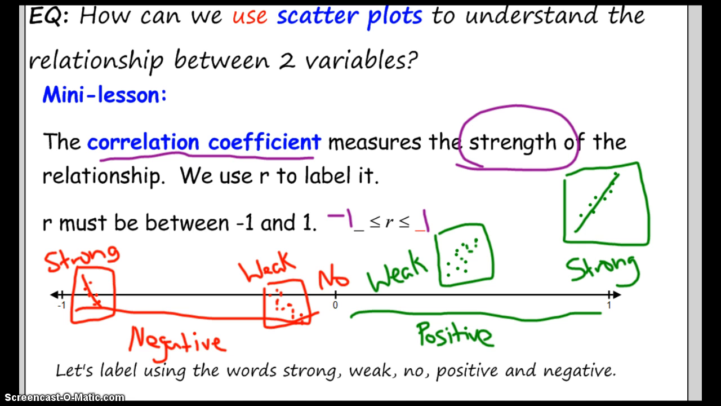So what would no correlation look like? No correlation would be a scatter plot that is just all over the place. So let's look back at our other examples and figure out what the correlation coefficient means.